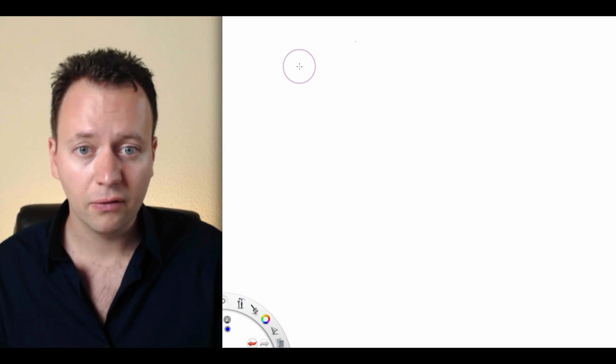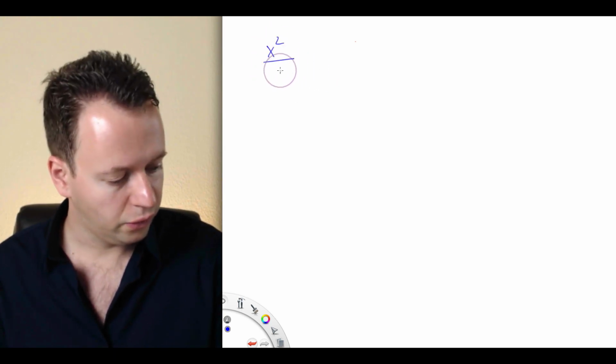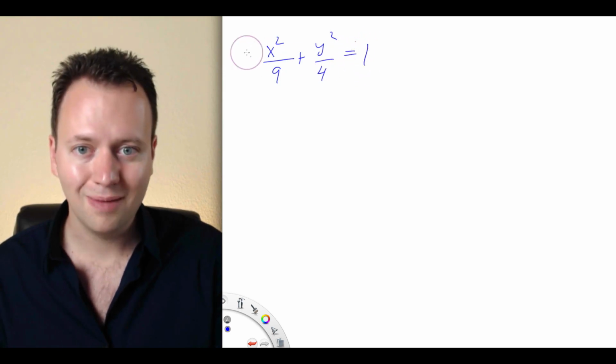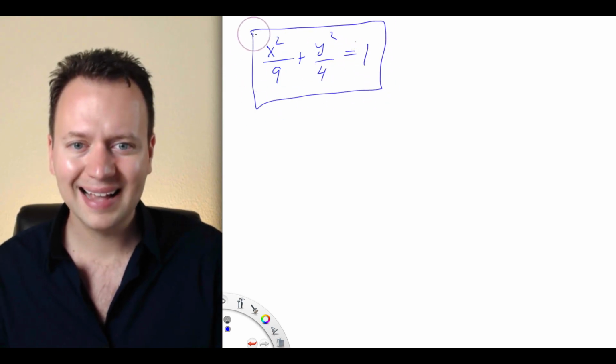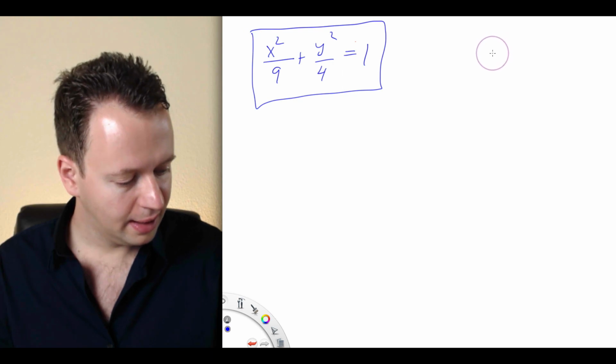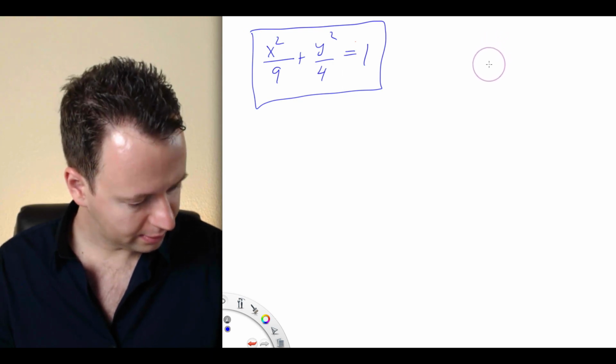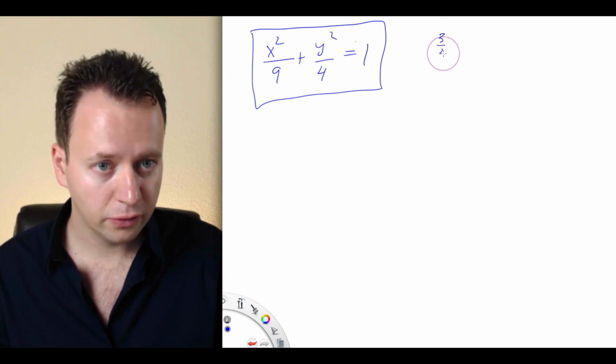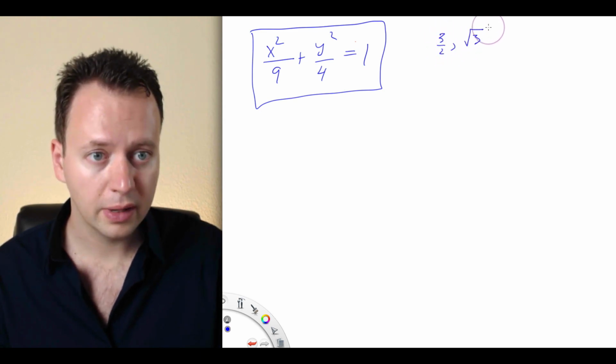So to start, let's look at something slightly more complex than the circle, but not by much. Let's look at the ellipse that we looked at earlier. So here we have x squared over 9 plus y squared over 4 is equal to 1. And our task is to find the tangent line at the point 1.5, so 3 over 2, comma, square root of 3.